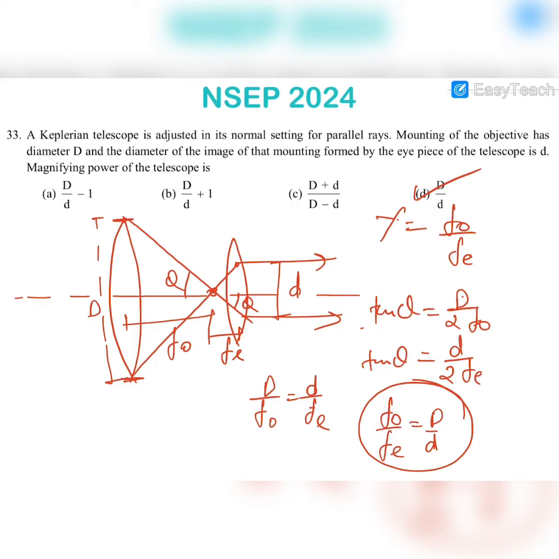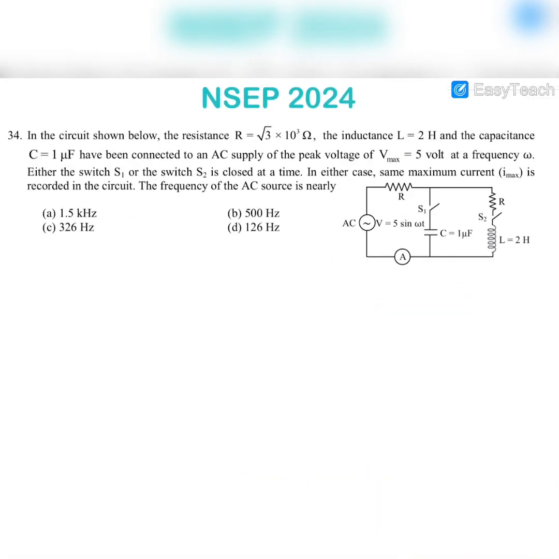Now we move on to the next question. In this question, you can see that this is an AC circuit, which has a voltage of 5 sin omega t, and the value of resistance R is this, and inductance L is this, and the value of capacitance C is 1 microfarad. It is given that either S1 is closed or S2 is closed, both are not closed simultaneously. So when either S1 is closed or S2 is closed, the peak value of the current in the circuit is the same.